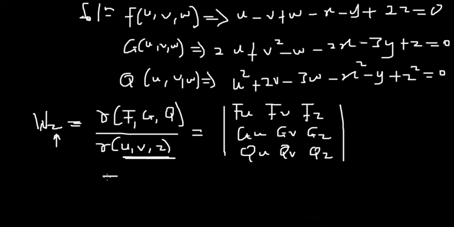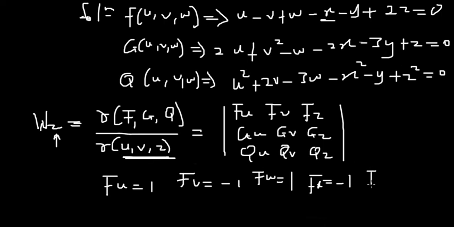So let's do that. f of u will give us 1. f of v will give us -1, okay? f of w will give us +1. f of x will give us -1, okay? f of y will also give us -1, and then f of z, okay? f of z will give us +2, okay? Let's do the same for g.